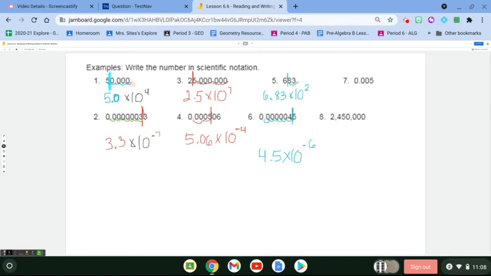Question 7, we'd be moving it to the very end because you want to make sure you have a factor between 1 and 10. And if you stopped in front, it would only be 0.5. So this is 5 times 10 to the negative 1, 2, 3. So 5 times 10 to the negative third.